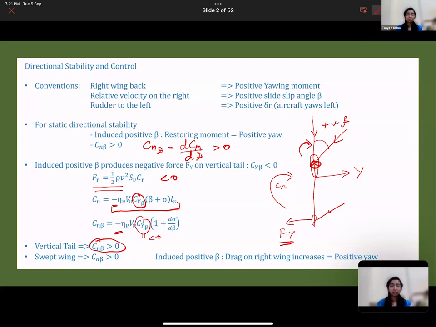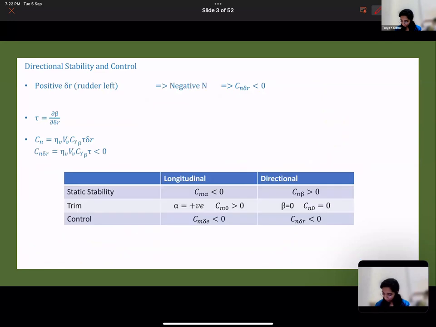Another thing that produces positive Cn beta is the swept wing. Why does it do that? When there is a positive beta, the drag on the right wing increases, right? Lift also increases, but simultaneously drag also increases. Because the drag on the right wing increases, it creates a positive yaw. Okay. So vertical tail and swept wing, both of them contribute towards directional static stability. All right. Let's go to the next slide.